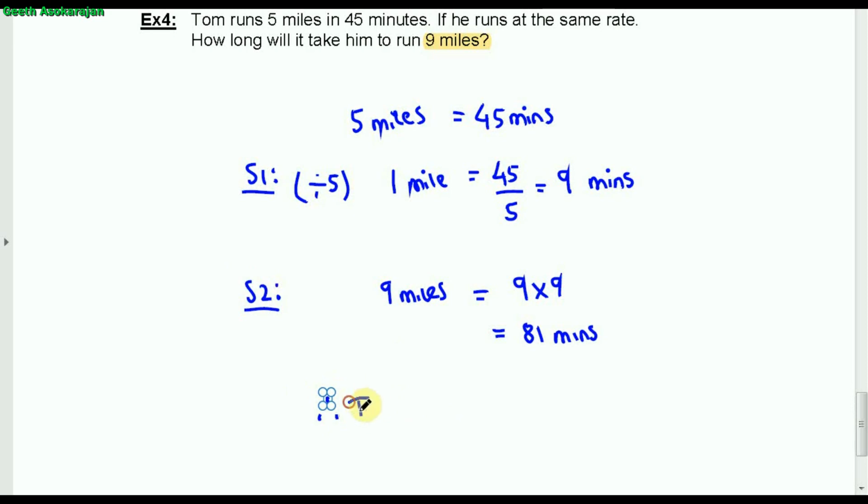So therefore it takes 81 minutes for Tom to run 9 miles. And then we're done.